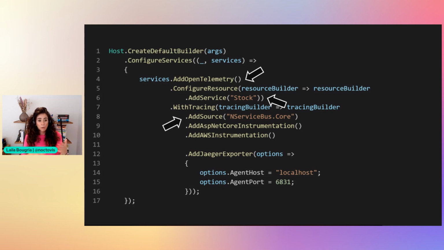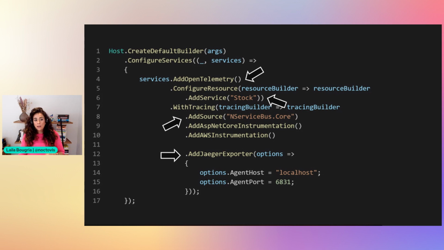And then I'm saying, okay, I want to collect tracing information, in this case from Azure Service Bus core, from ASP.NET, and from the AWS SDK. And then finally, I'm specifying where I want that data to be sent. In this case, that's Jaeger.